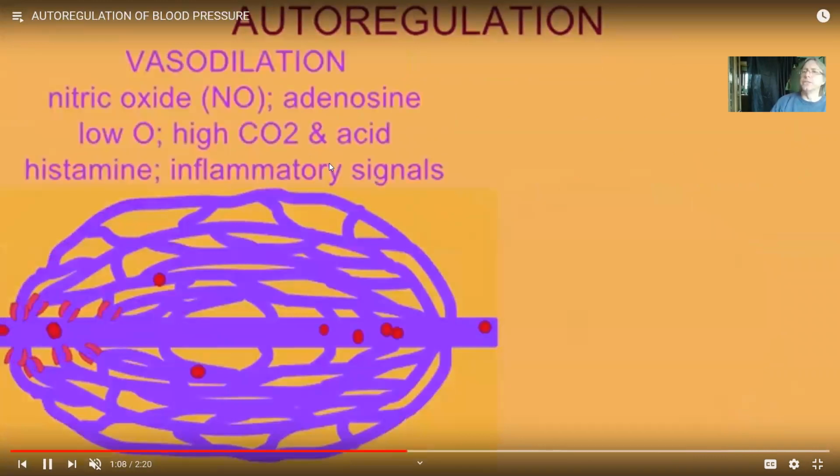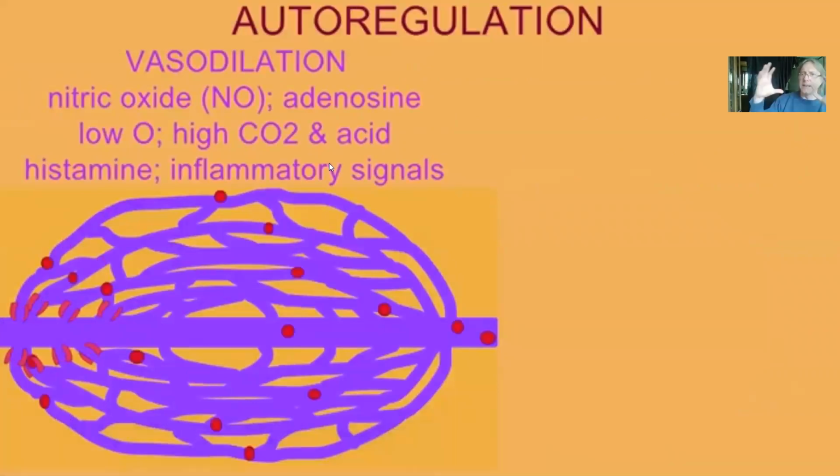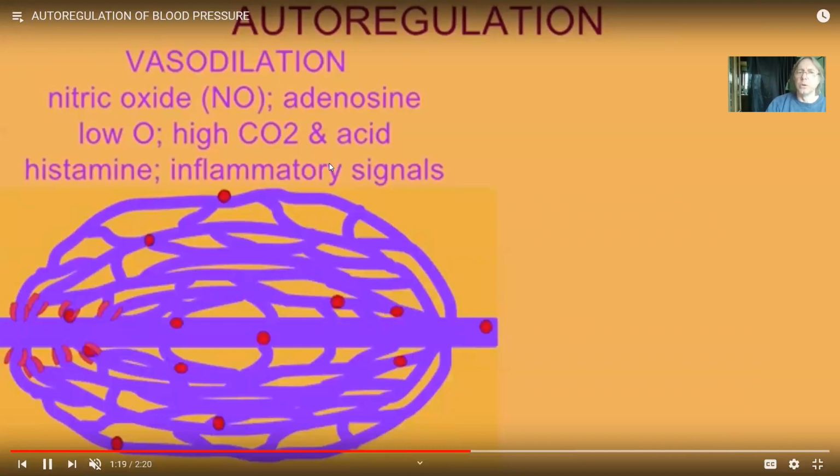There are additional factors which can cause vasodilation. If you ask, why is this blood vessel dilating, it's not because of the nervous system or hormones coming from far away, but rather nitric oxide released locally or adenosine released locally. Or this could just be a result of low oxygen levels, high carbon dioxide levels, high acid. The tissue knows you've been exercising, so it needs more blood flow, and it causes vasodilation, bringing more blood to that area.